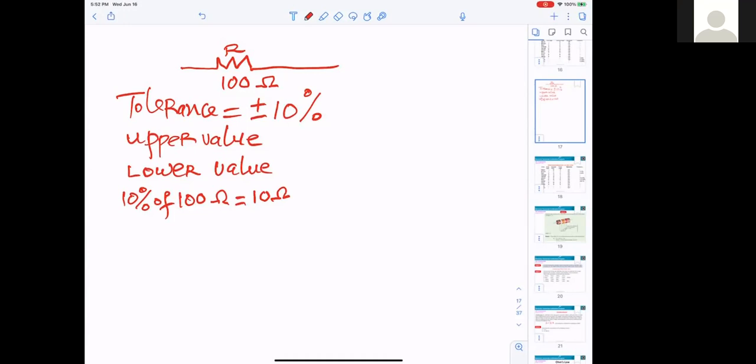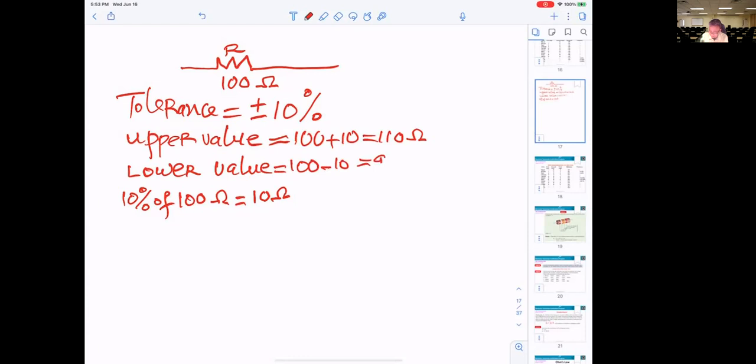That means you have to calculate 10% of 100 ohm, which equals 10 ohm. Now get the upper value. That means the nominal value is 100, you add 10, you get 110 ohm. And the lower value will be 100 minus 10, you get 90 ohm.